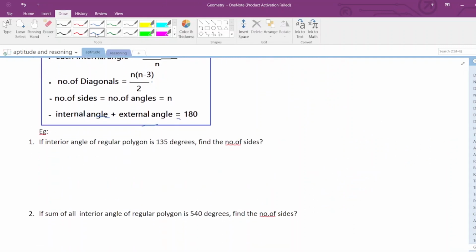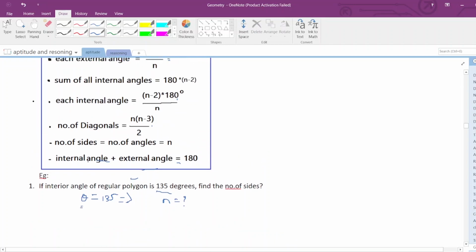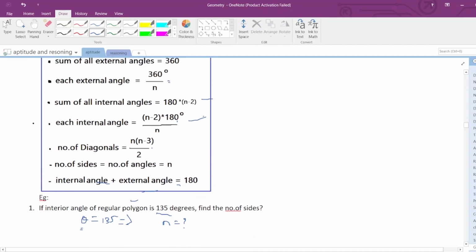See here, example 1. If an interior angle of a regular polygon is 135 degrees, then find the number of sides. It's a polygon, right? So the interior angle of the polygon is 135 degrees, and they are asking for the number of sides. Let's take the number of sides as n, and they ask us to find n. The interior angle of a polygon means a single angle is given, right? There are two formulas I have, the sum of and each. Since a single angle is given here, we should take the each interior angle formula, which is theta is equal to (n minus 2) into 180 by n.